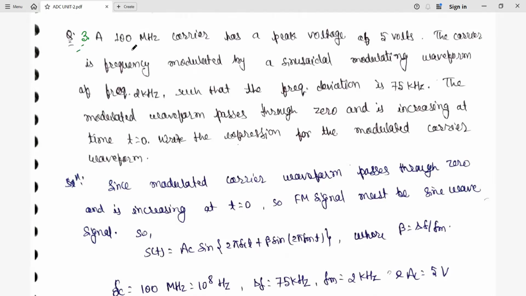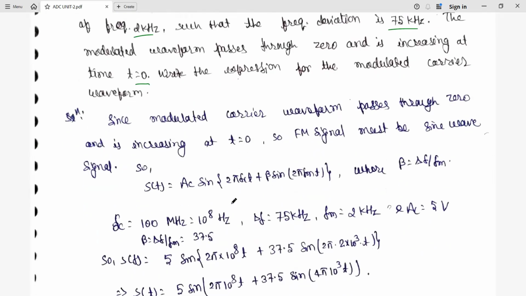A 100 megahertz carrier has a peak voltage of 5 volts. So the amplitude is 5 volt here. The carrier is frequency modulated by a sinusoidal modulating waveform of frequency 2 kilohertz, such that the frequency deviation is 75 kilohertz. The modulated waveform passes through zero and is increasing at t equal to 0. Write the expression for the modulated carrier waveform. So here the discussion is about the modulated waveform.